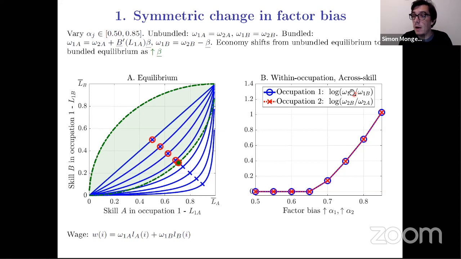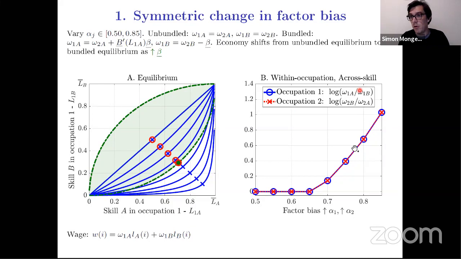Here I'm plotting this gradient of skill prices within each occupation. I'm plotting the log ratio of the price of skill A relative to skill B in occupation one, and the price of skill B relative to skill A in occupation two. In the unbundled allocation, these prices are exactly the same. Part of that owes to symmetry. What's really going on is we're tying down the price of skill A across occupations, and the price of skill B across occupations. As the bundling constraint binds, the price of skill A in occupation one goes up and falls in occupation two, and vice versa for skill B, which opens up this gradient of skill prices in occupation one.